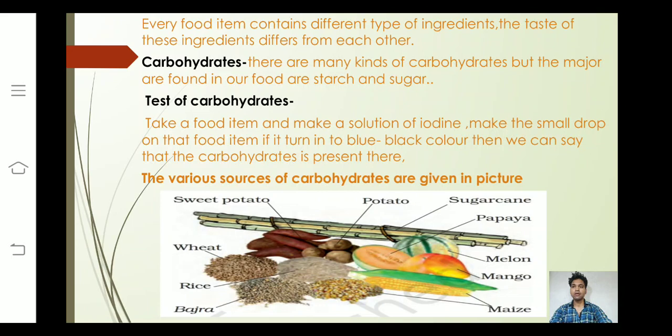There are various sources of carbohydrate that we take, and some sources are given in the figure. The sources are sweet potato, sugarcane, papaya, melon, mango, maize, rice, wheat, bajra, etc.